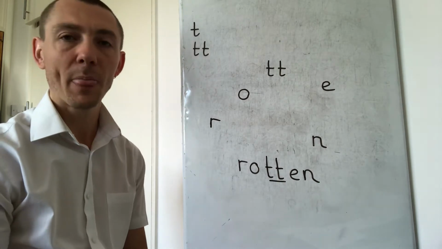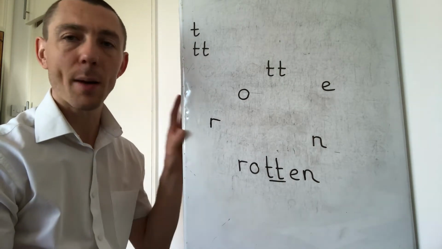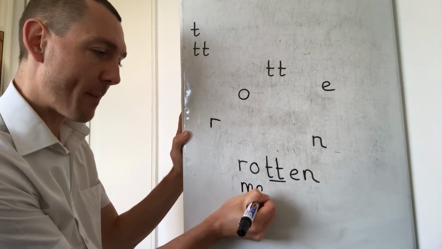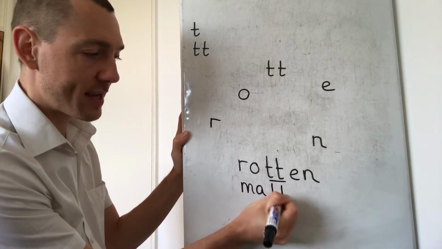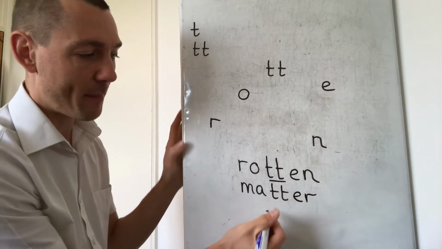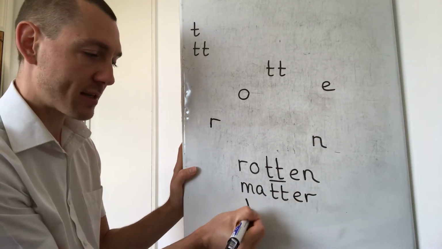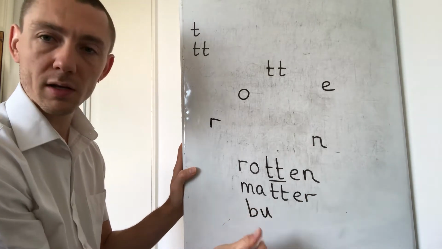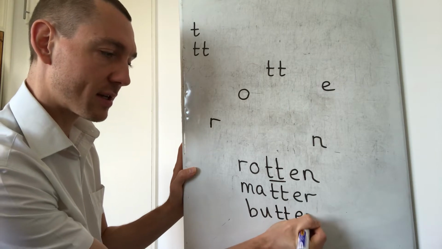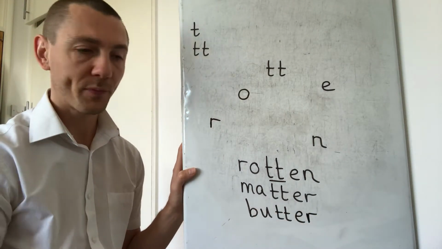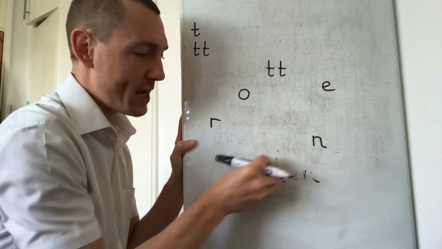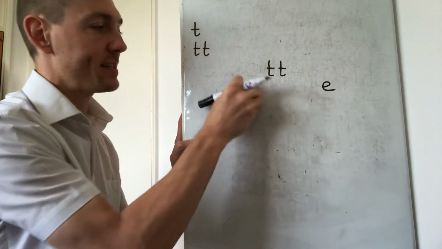Yesterday we had matter and butter, and it was the same thing that occurred there. Ma, second syllable, double T spelling of t. Matter, butter, same thing. Second syllable, two-letter spelling of t. Okay? So think about that as we move forwards. Where do you use the double T spelling of t?